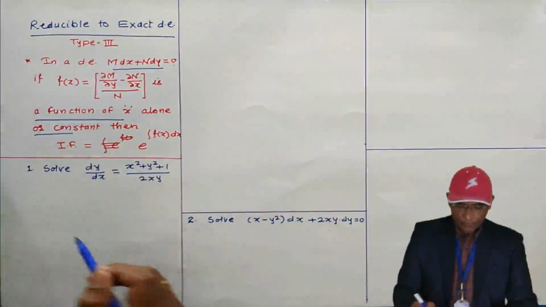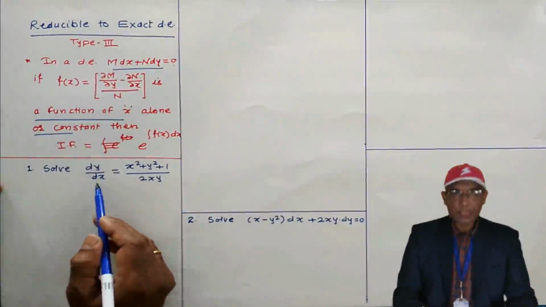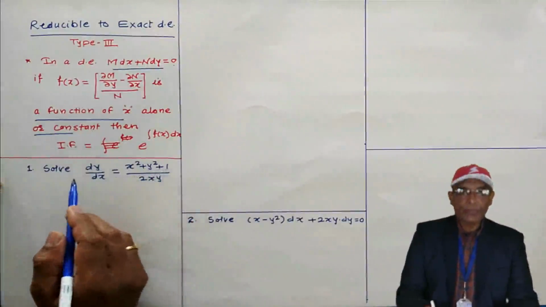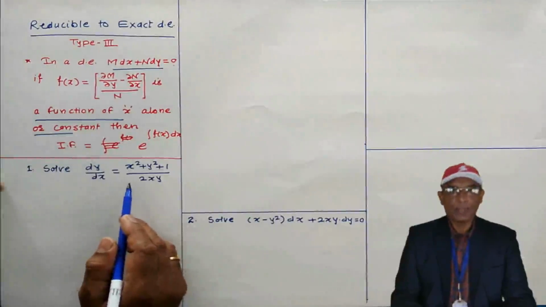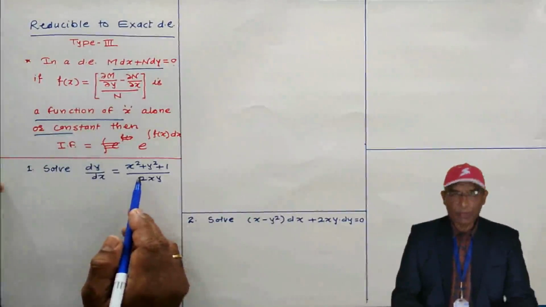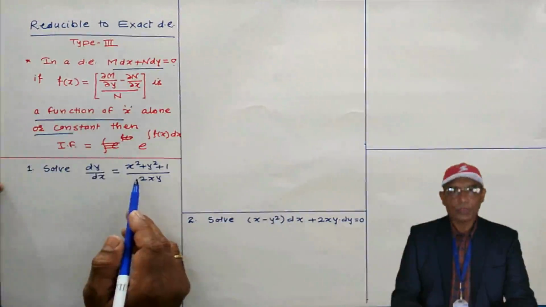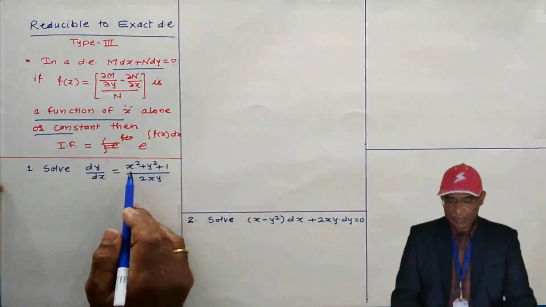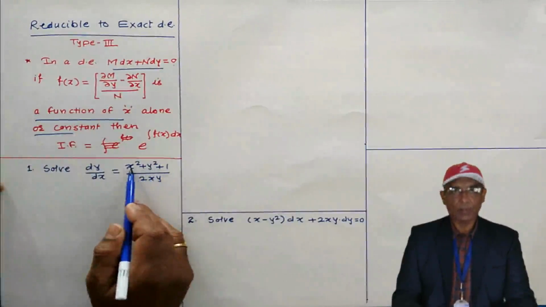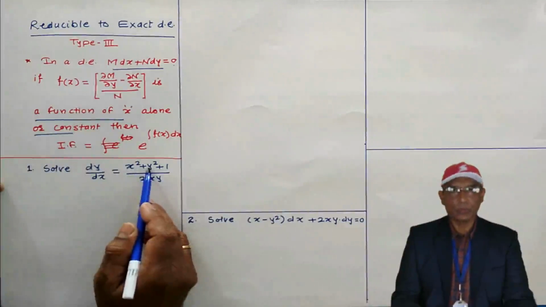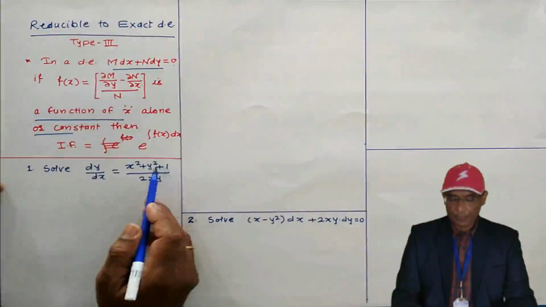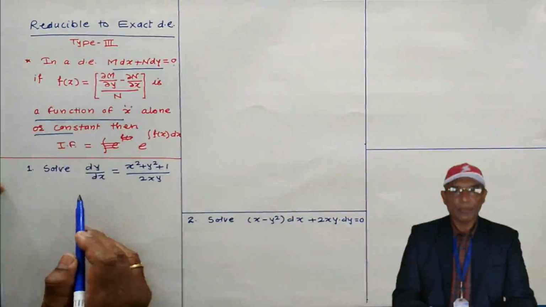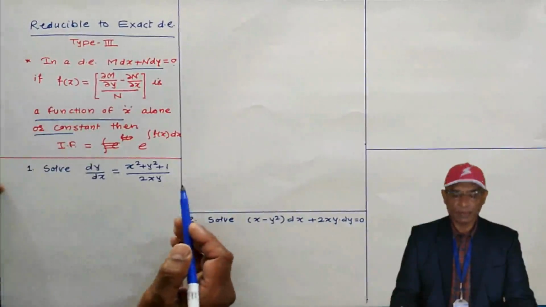Let us see the problem. Solve dy by dx equals (x square plus y square plus 1) by 2xy. The type of the differential equation is not given. Here the formula 1 by (Mx + Ny) we cannot use because this is not a homogeneous differential equation. The degree of the first term is 2, the degree of the second term is 2, and the degree of the third term is 0, so this is not homogeneous. This differential equation is also not of the type f1(xy) y dx + f2(xy) x dy.